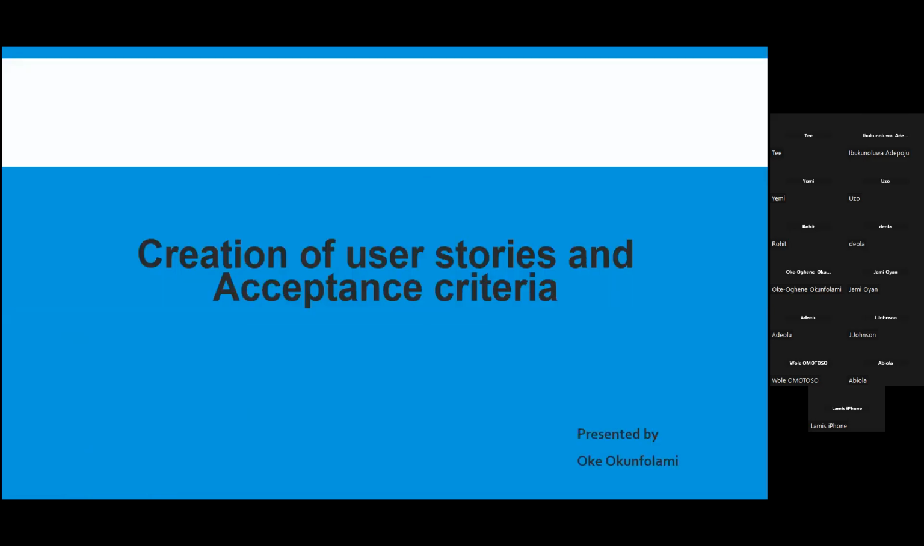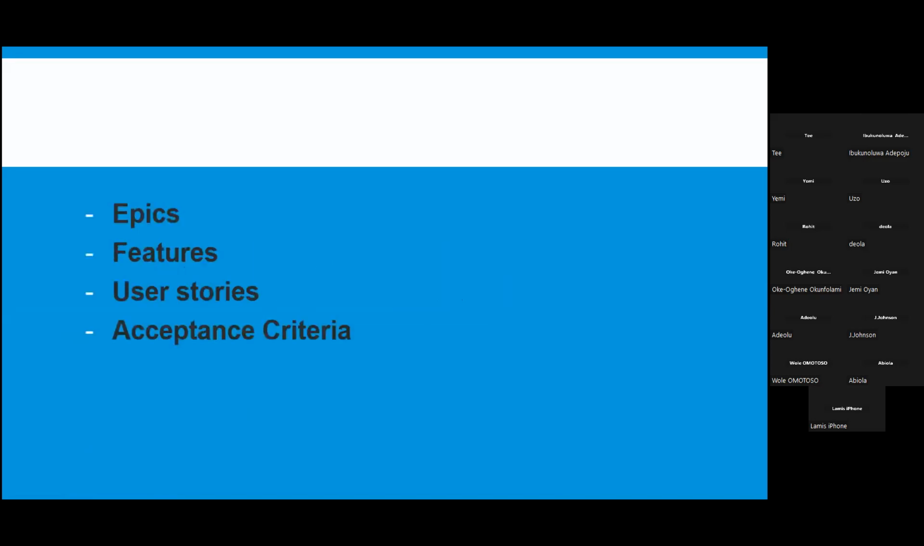So today we're going to be talking about the creation of user stories and acceptance criteria. Like I said before, my name is Oke Okunfolami. So just an outline of what we'll be going through. We'll be looking at epics, features, user stories, and acceptance criteria. That's because you can't talk about user stories in isolation. You also have to consider epics and everything else related to the user story itself.